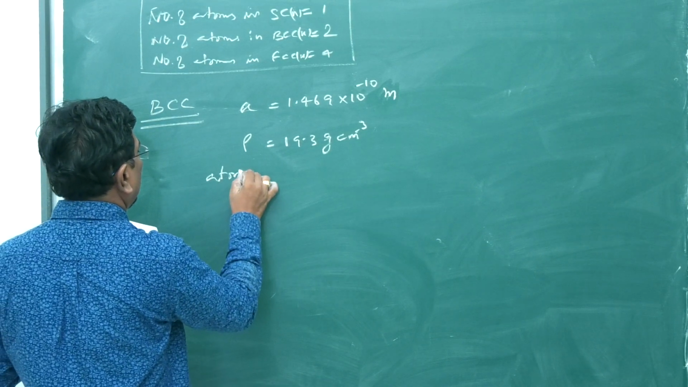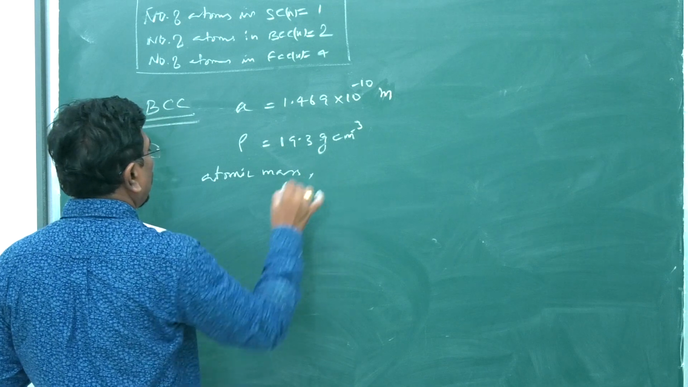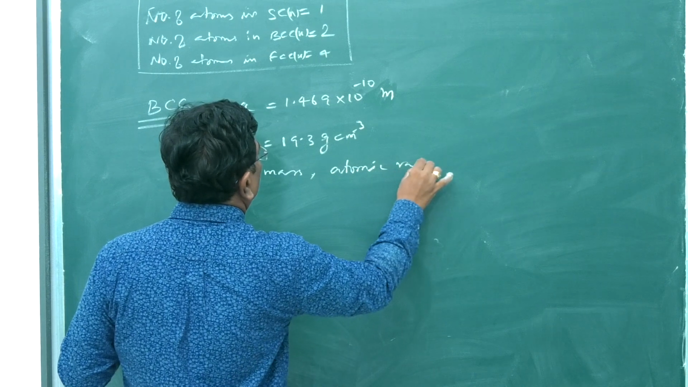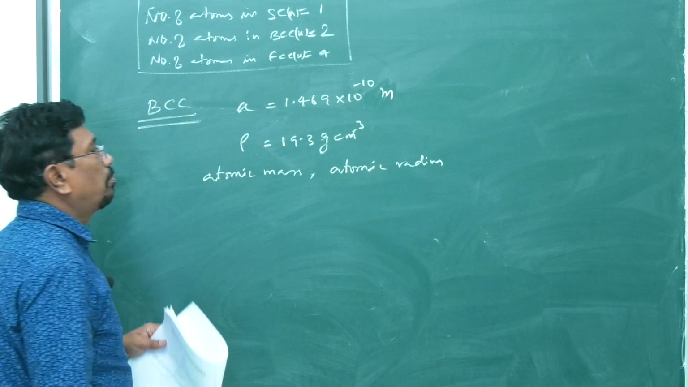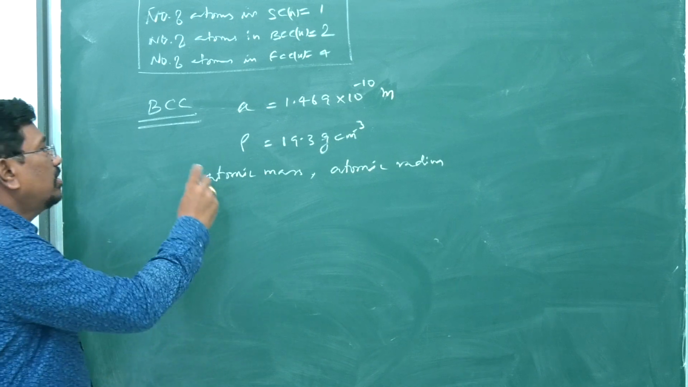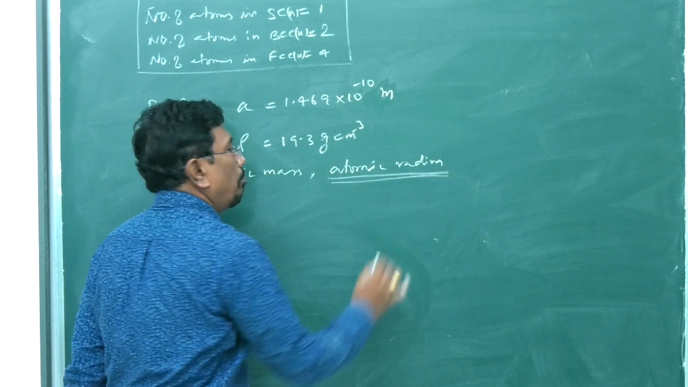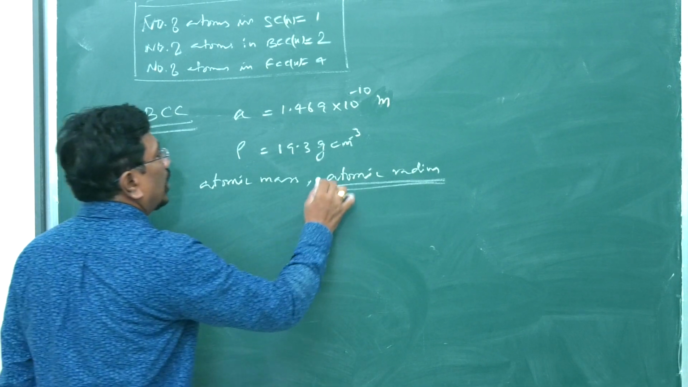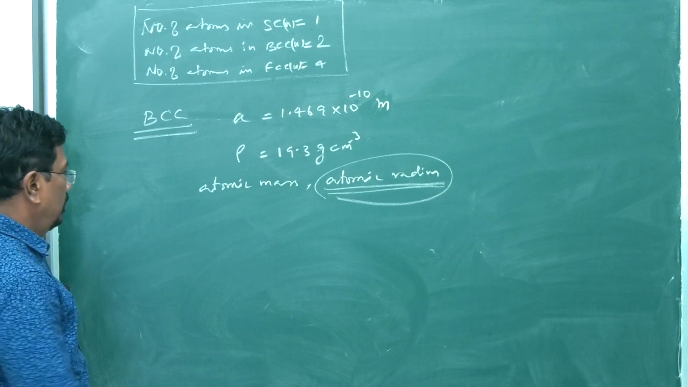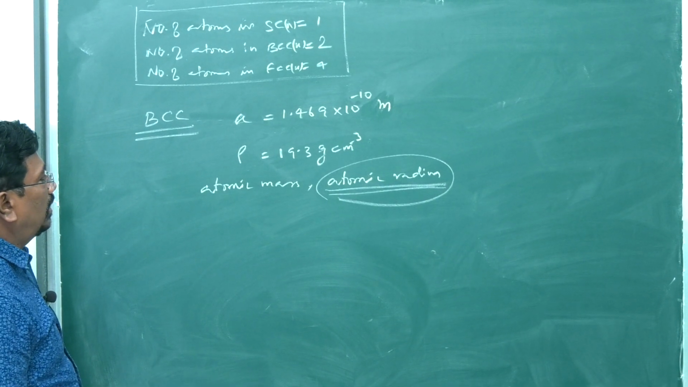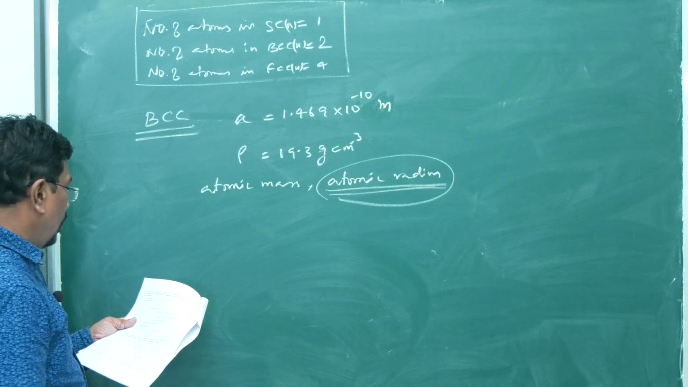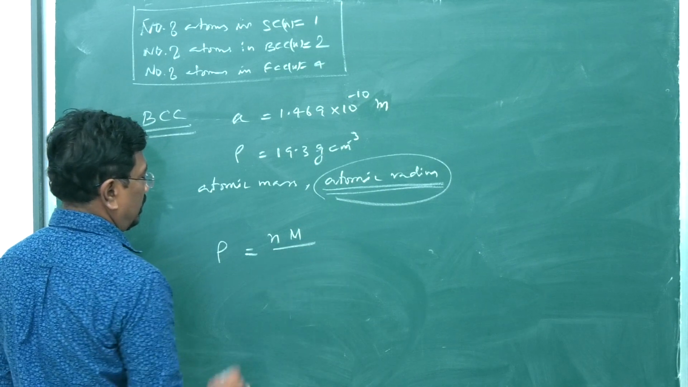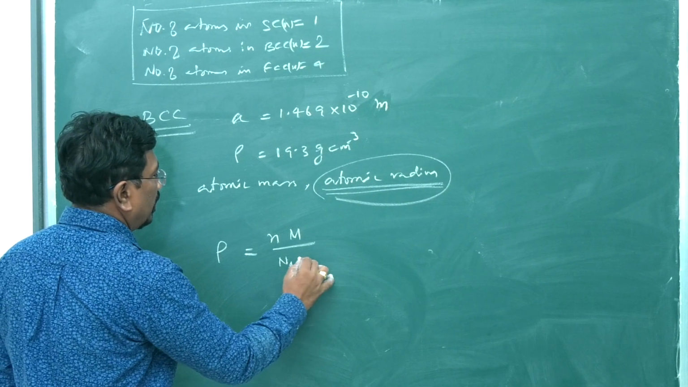Of course, we can calculate atomic mass. What else they have asked is atomic radius. Atomic radius part comes under packing efficiency. All right. So that part is also included here along with atomic mass. What is the formula for density? Density rho is equal to number of atoms into molar mass divided by Avogadro number into a cube.